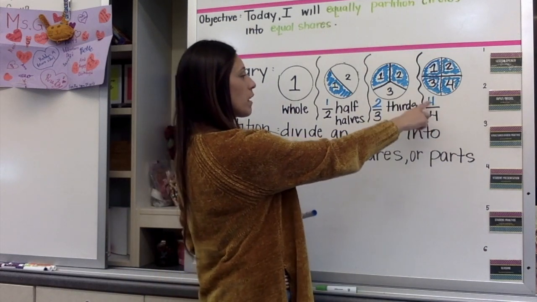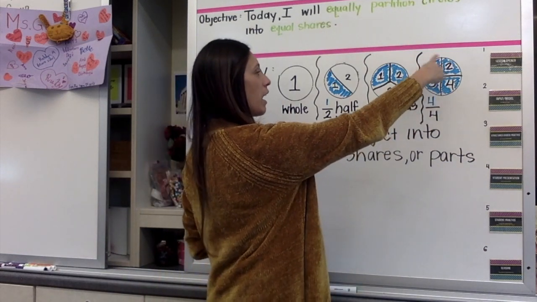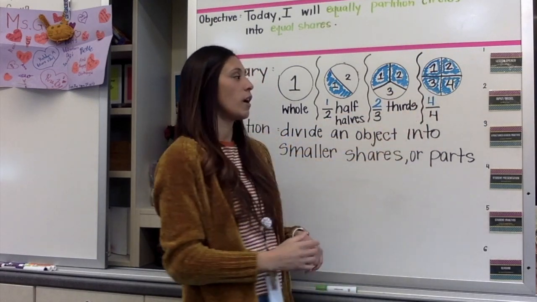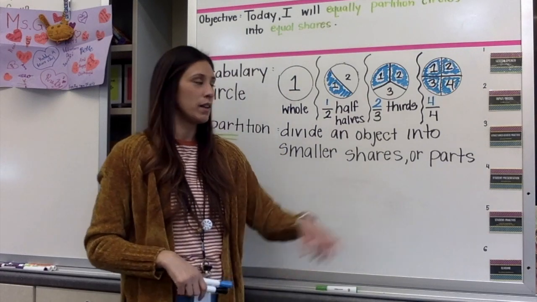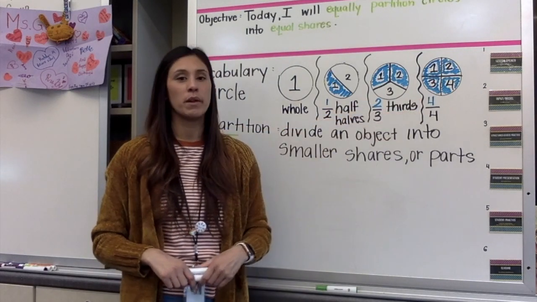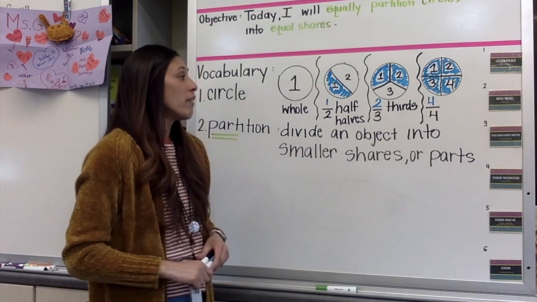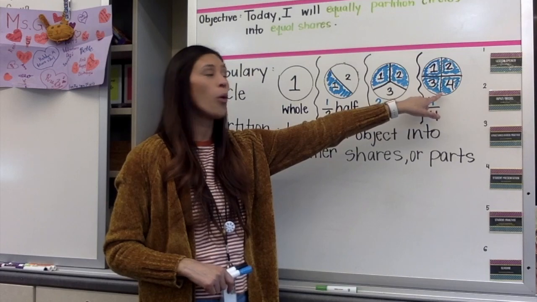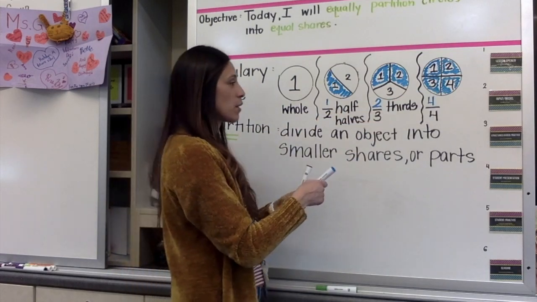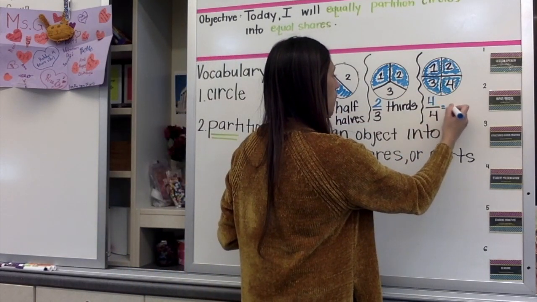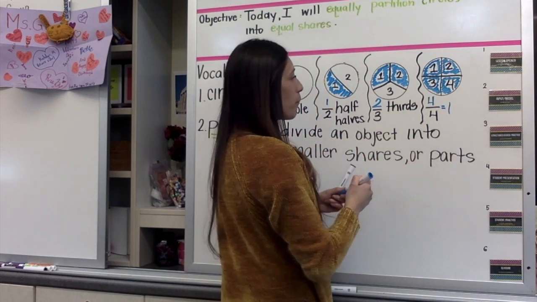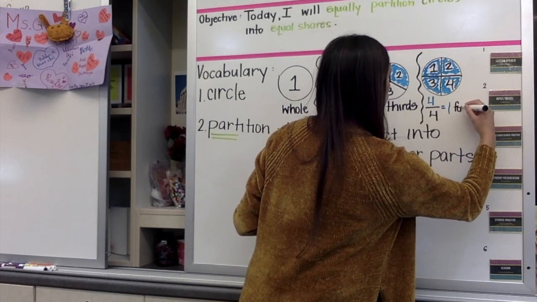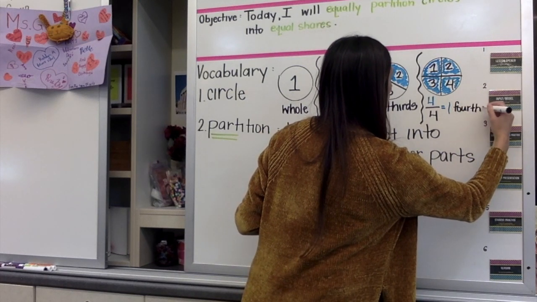Now, this is actually another way to write the number 1. When the numerator and the denominator are the same number, the same number on the top and the same number on the bottom, that means that you have shaded in the entire thing. So this whole circle is shaded. So this could also equal just the number 1. But we would say that the circle is divided into fourths.